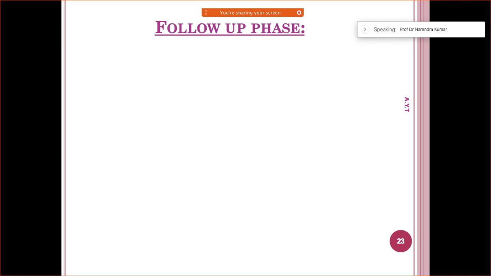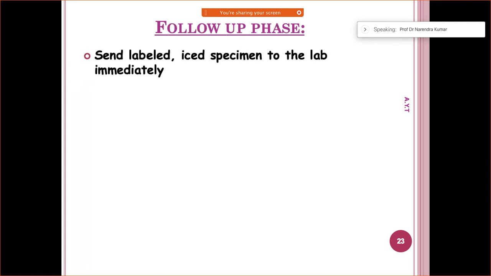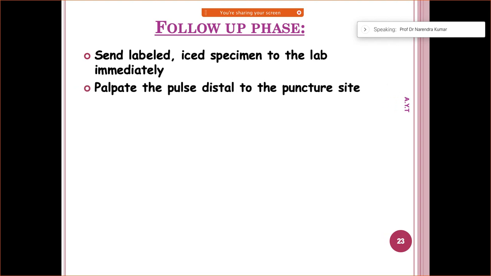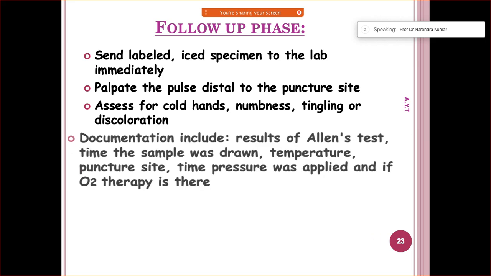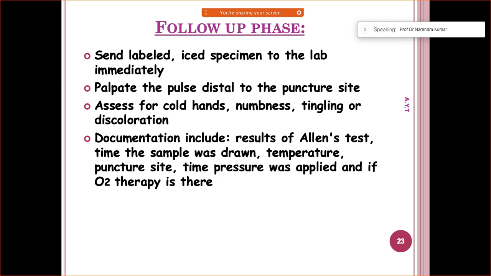Then comes the follow up phase. What do you do in the follow up phase? You send the specimen to the lab immediately and you must palpate for the pulse distal, not proximal, distal to the puncture site. You have to look for cold hands, numbness, tingling, or even discoloration. And you must document a few things: the results of Allen's test, the time when the sample was drawn, temperature, puncture site, how long you applied pressure, and if oxygen therapy is there.